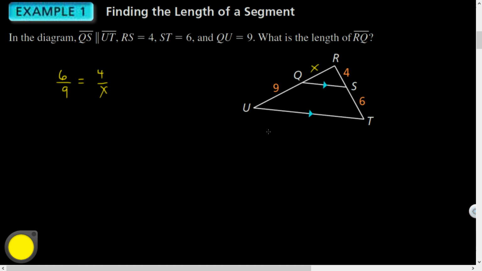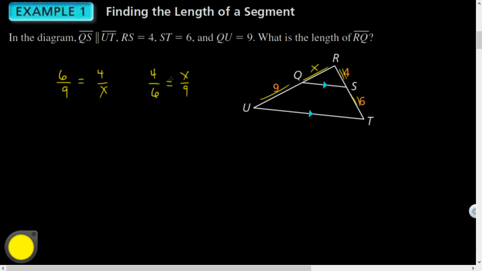Does someone have another proportion that they could set up? Because there's a lot of different ways we could do this. Four over 6 is to x over 9. That's the one that I would have spotted right away. I would have looked at it like that and that. But yeah, there's a lot of different ways to do it. As long as you're comparing like parts to like parts, you can set it up.